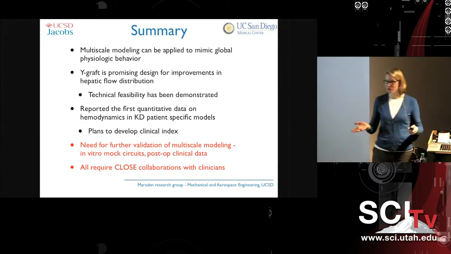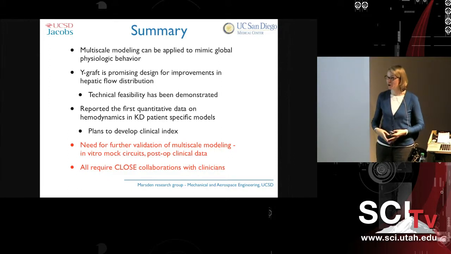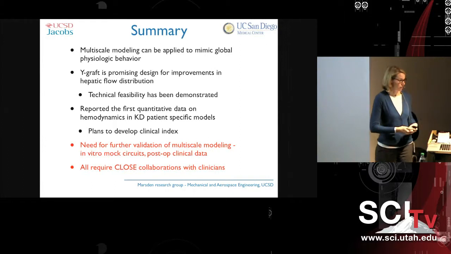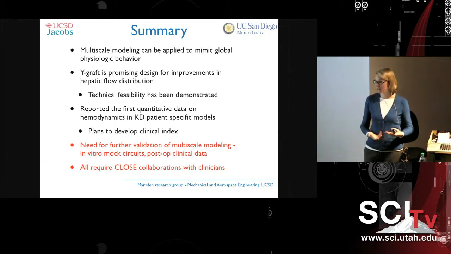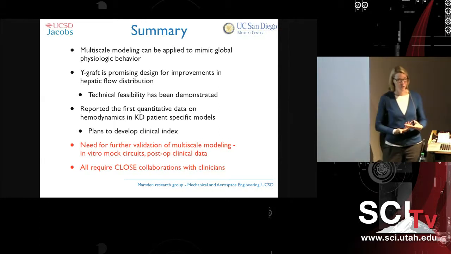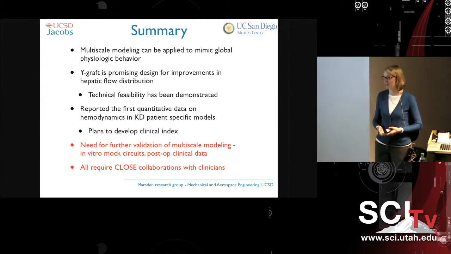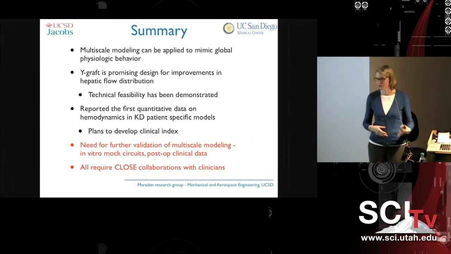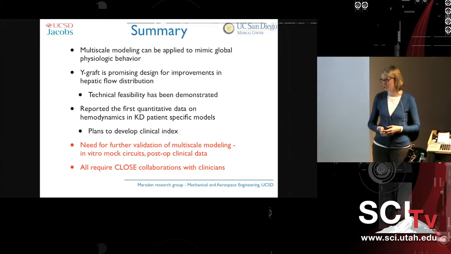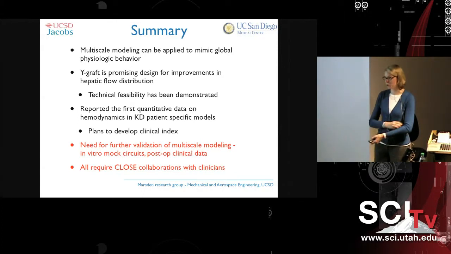Okay, so I just wanted to summarize. I showed you some tools for multi-scale modeling for optimization. We've developed a Y-graft for the Fontan surgery that I think is promising and has been translated into clinical use. And we also reported the first quantitative data on hemodynamics in Kawasaki patients with coronary aneurysms. And we're hoping to use those simulations to develop a clinical index that can help clinicians better decide who to put on anticoagulant medication. In all of this work, there is much more need for validation.